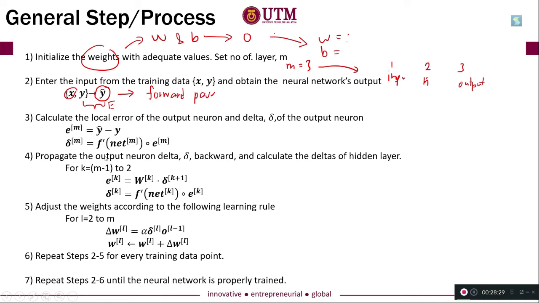Then step number 4, you propagate the output neuron delta backward, and calculate the delta of the hidden layer. It means that you propagate this to the hidden layer to calculate the delta at the hidden layer, which I represent in this one. I'm using a for loop here, and in our example we set our M equal to 3. So now this one should be equal to 2. For k equal to 2, this for loop only does one iteration, one cycle only, because there's only a single cycle to execute.